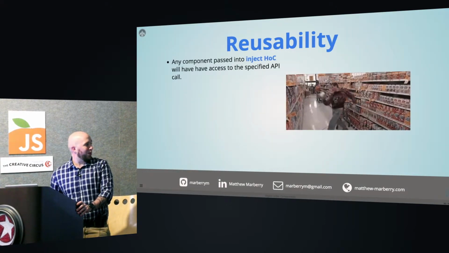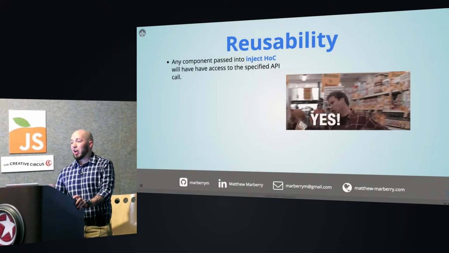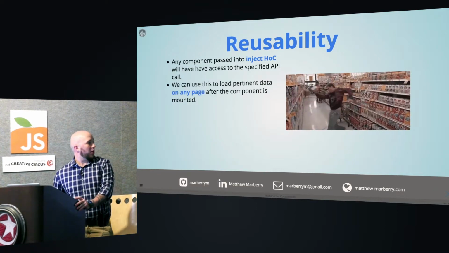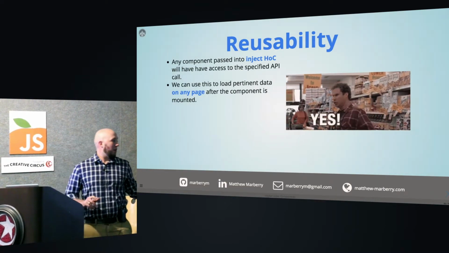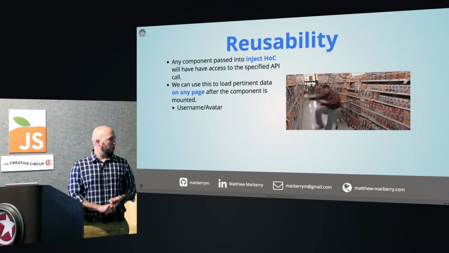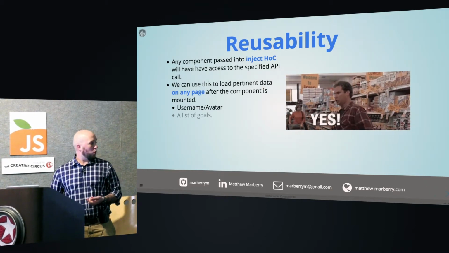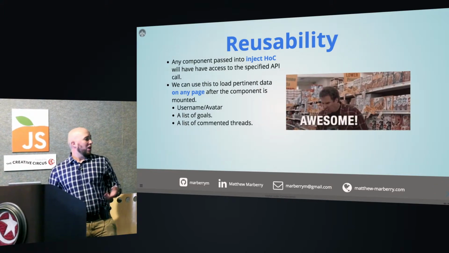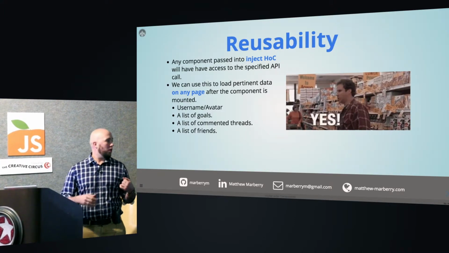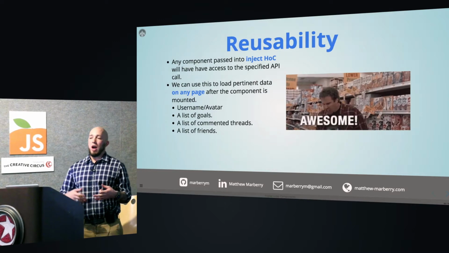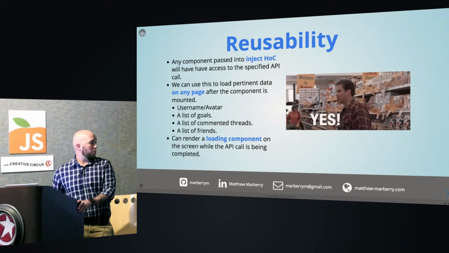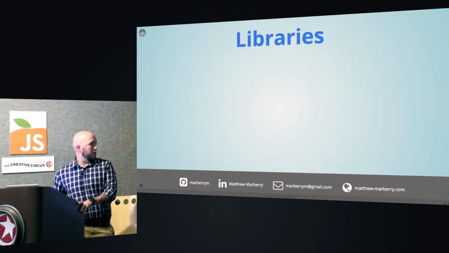So the reusability part of this is really cool. Any component passed in this inject higher order component is going to have access to the specified API call. I can use this to load any pertinent data on my page after the component is mounted. Some use cases: if I need to get a username or an avatar upon bringing up the program, or maybe in this case, a list of goals, a list of commented threads, a list of friends, any of that data that I need to get right when the screen is rendered, I can use this higher order component over and over and over again to set that data up. And it can also render a loading component on the screen while the API call is being completed.